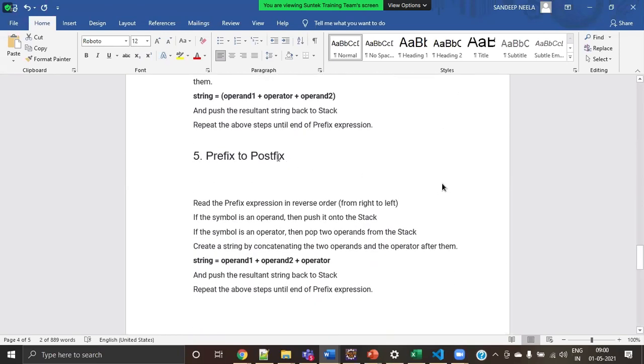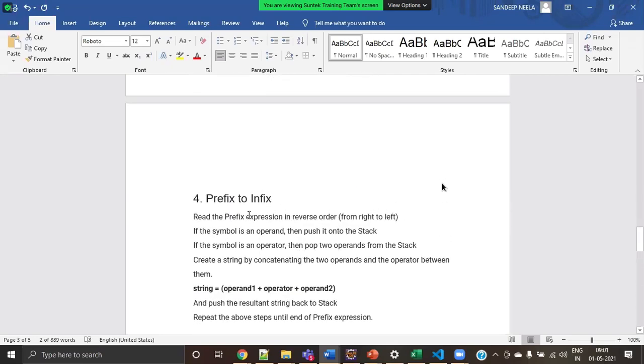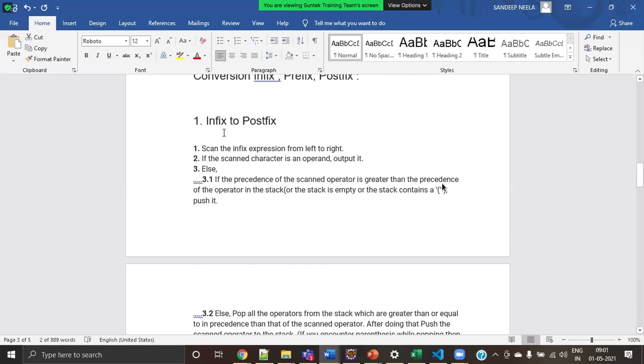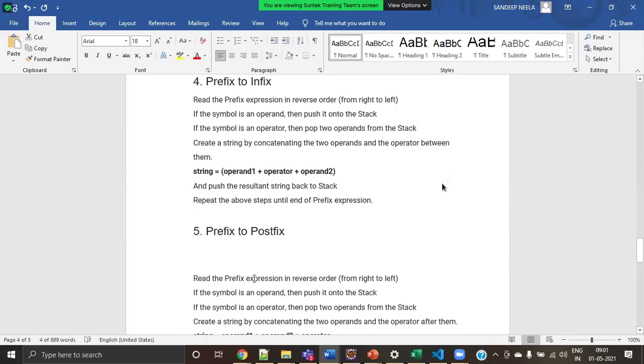Next, prefix to postfix. Read the prefix expression in the reverse order. If the symbol is an operand, push it onto the stack. If the symbol is an operator, pop the two operands from the stack and create the string by concatenating them. This will form the infix. From infix we go to the postfix. In order to do prefix to postfix, in between we need to use the infix statement. Prefix to infix we need to do, and then infix to postfix. These two steps we need to consider in order to do prefix to postfix.